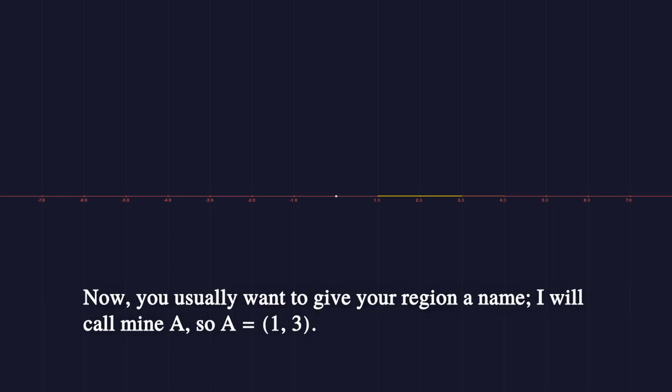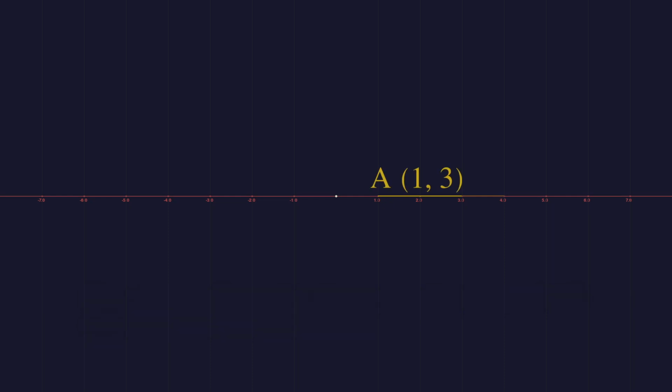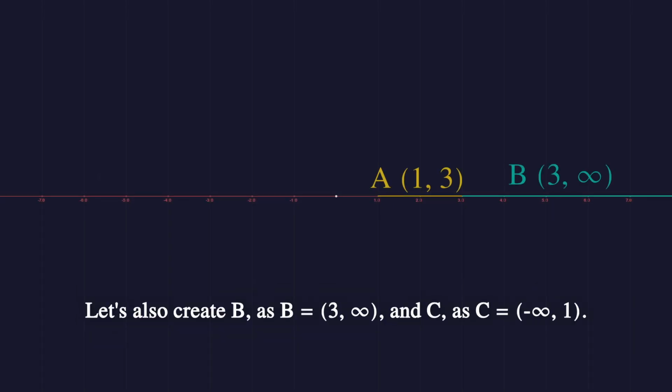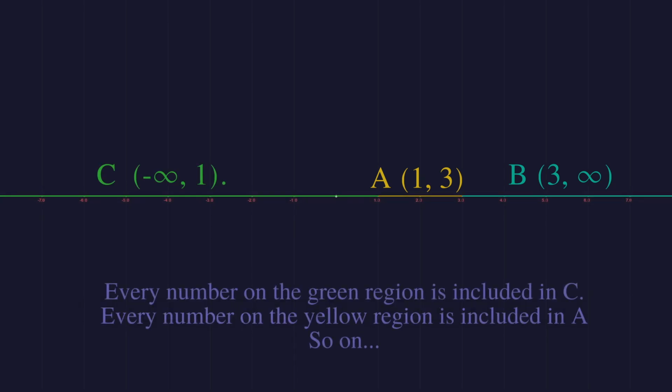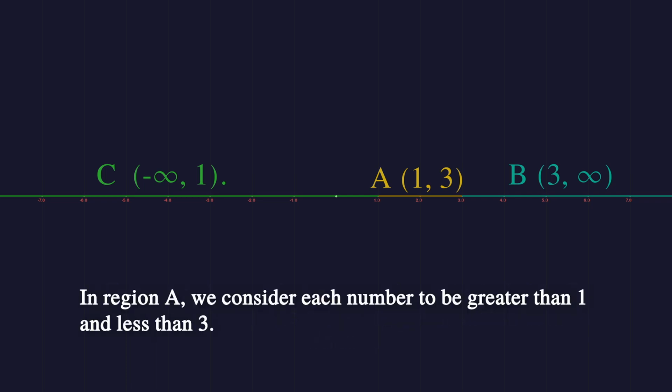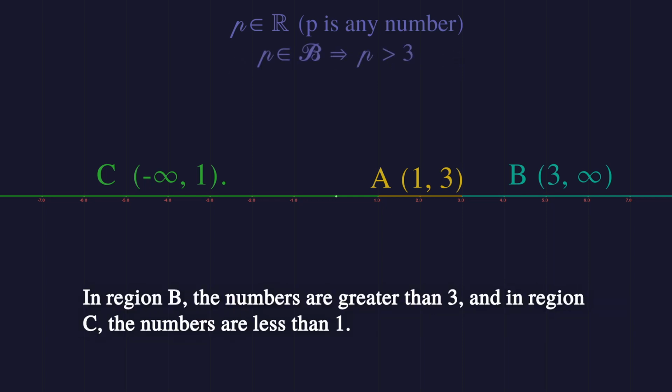Now you usually want to give your region a name. I will call mine A. So A is equal to (1, 3). Let's also create B as (3, infinity) and C as (negative infinity, 1). In region A, we consider each number to be greater than 1 and less than 3. In region B, the numbers are greater than 3, and in region C, the numbers are less than 1.